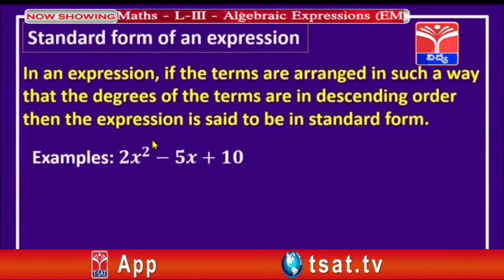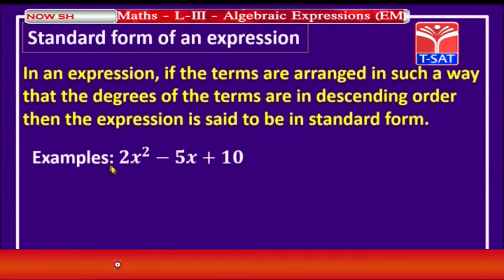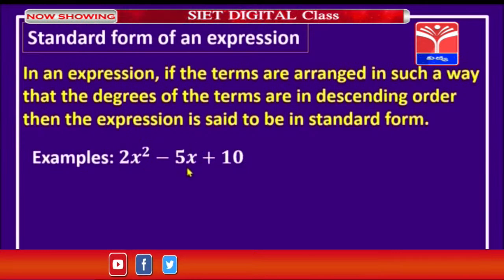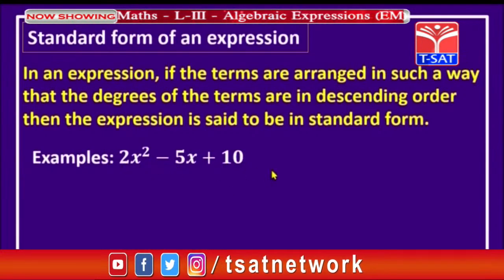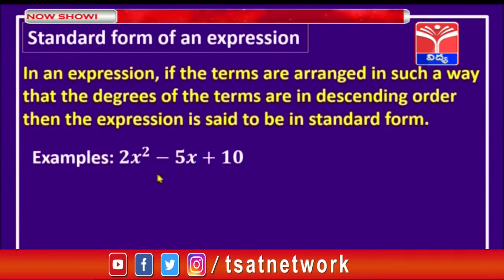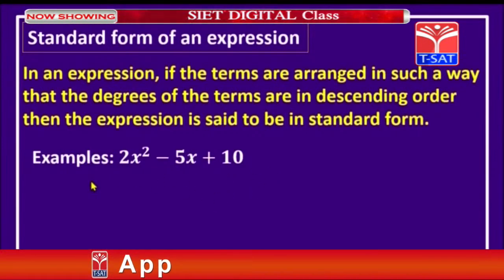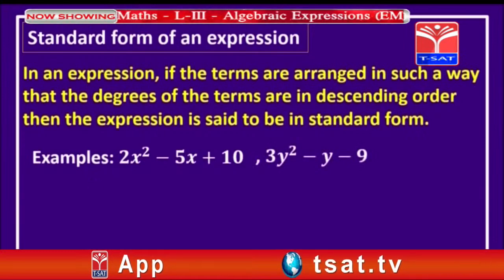If you notice here, the degree of this term is 2, whereas this is 1, this is constant, so 0. So they are in descending order, right, children? That is decreasing order. Then this expression is said to be in standard form. Let us take one more example, children, here.